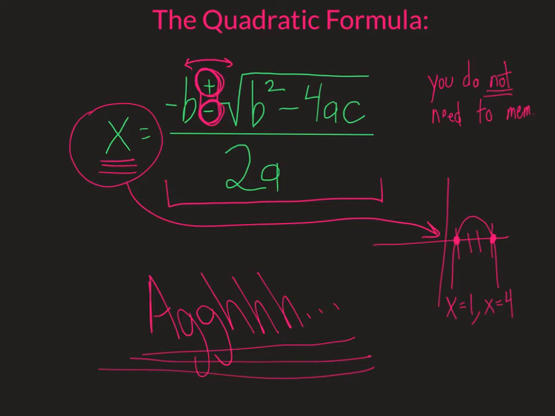Okay? And then notice the letters that are in here are A, B, and C. So we find out where the A, B, and C are in any quadratic equation we're working with, and then we plug them into this formula. All right, let's dive in.